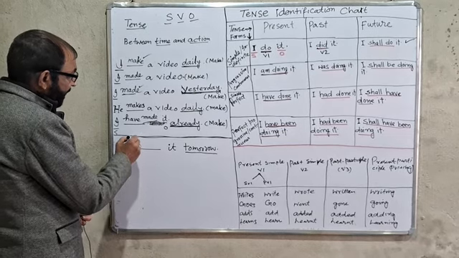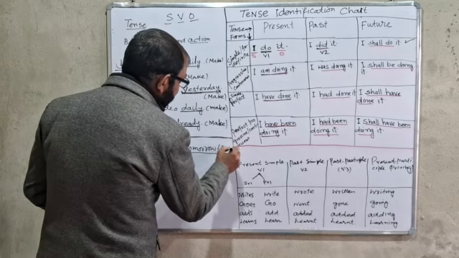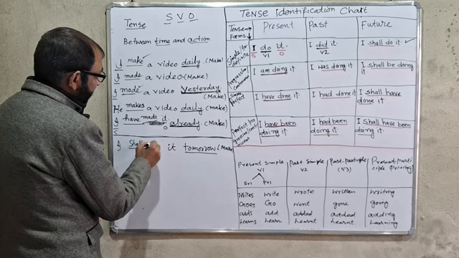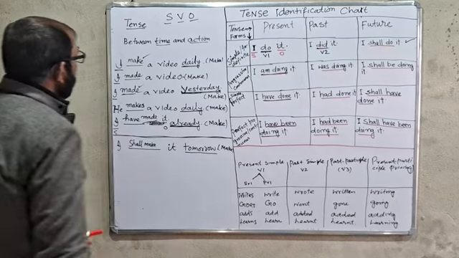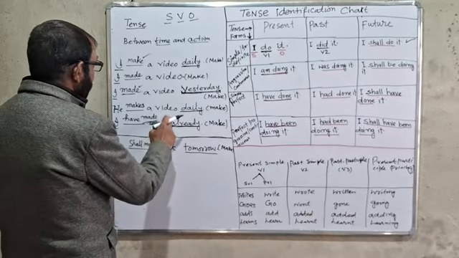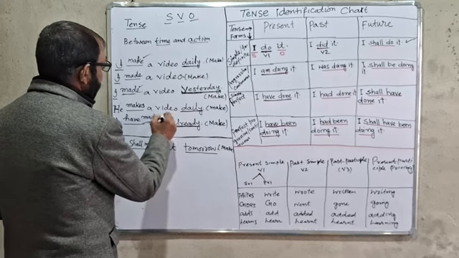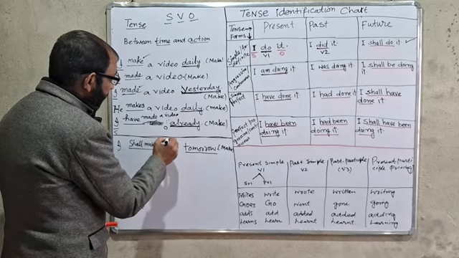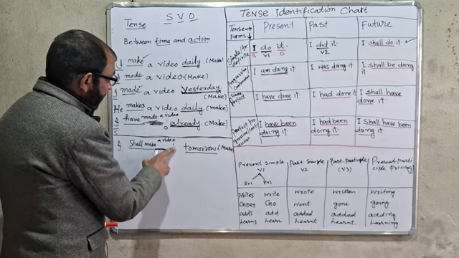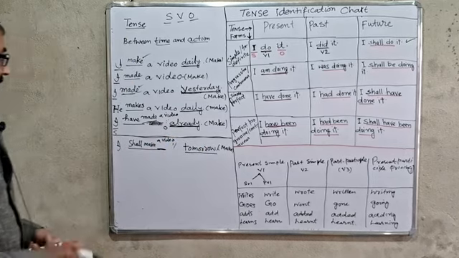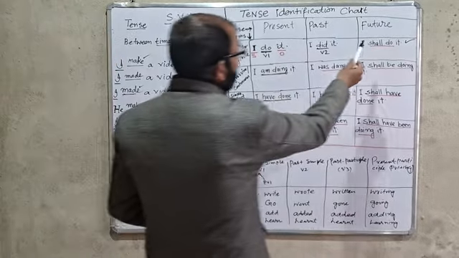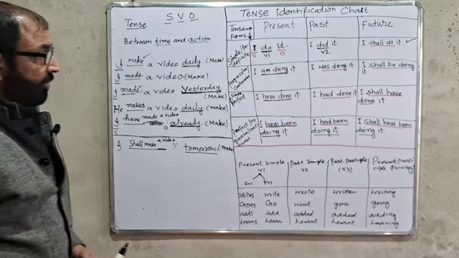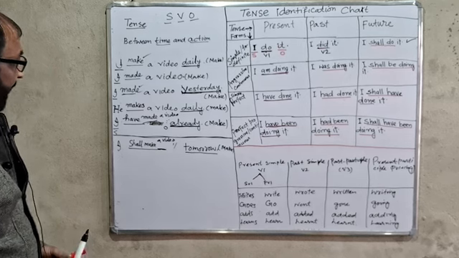Now here we can use I shall. The verb is make, the same verb. I shall make a video tomorrow. Future simple: I shall, verb first form. You have to substitute the value of make in the verb slot. I shall make a video.